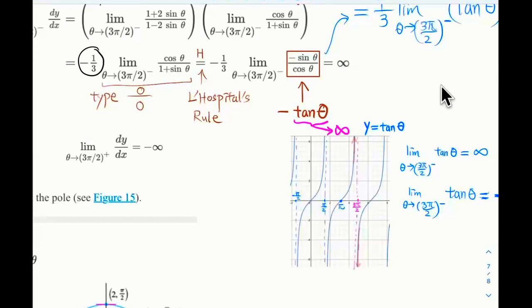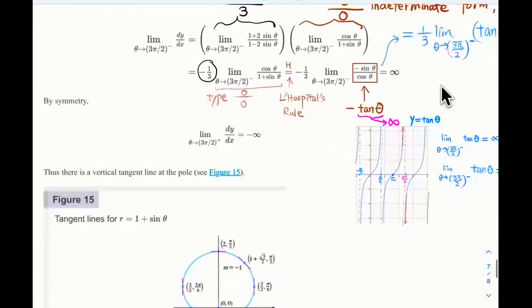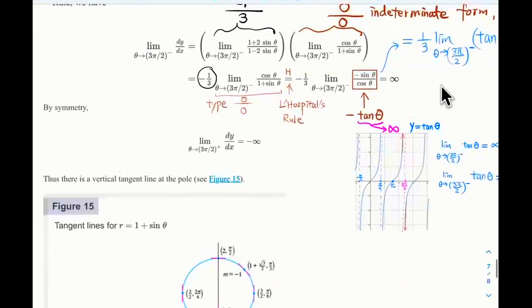So what happens when the slope goes to infinity? What does it mean? What kind of tangent? What happens when you have an infinite slope? It's a vertical asymptote, right? Okay, and by symmetry, the other side here is negative infinity. But it's not a vertical asymptote. Right now we're having dy/dx, so the slope is going to infinity. That means you have a vertical tangent. Okay, a vertical tangent, and by symmetry of this.